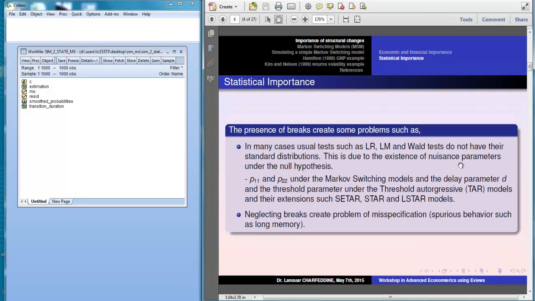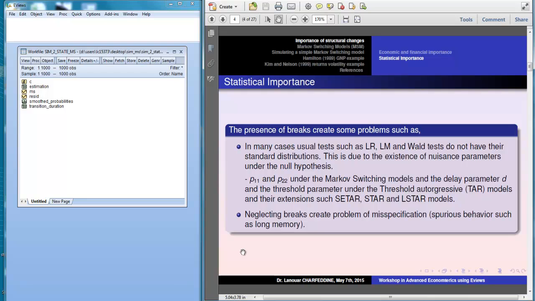Okay, the presence of breaks can create some problems. In many cases, we cannot use tests such as likelihood ratio, LM, and Wald tests to test between linear and non-linear models, for example, between a linear model and a Markov switching model with two states. Why? Because in this case, there are some parameters that are not identified under the null hypothesis, and we call these nuisance parameters. For example, P11 and P22 under the Markov switching model, and the delay parameter d and the threshold parameter c under the threshold autoregressive model, etc.